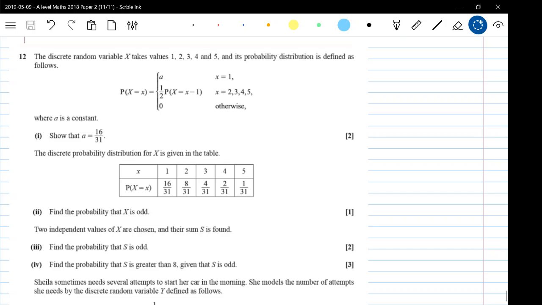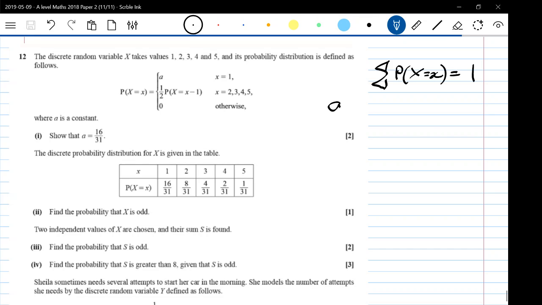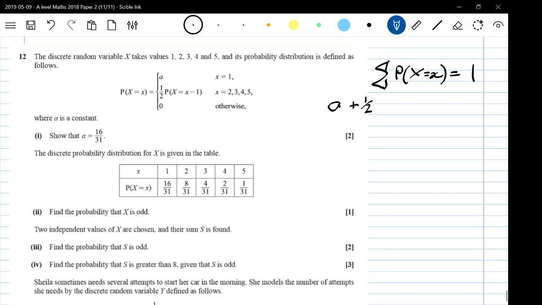Well, the thing that we know here is that the sum of all the probabilities is always going to be equal to 1 when you add up all the probabilities. So if we think of the probabilities that we're dealing with in this question, then we're starting with A, and then you've got a half the previous probability each time, haven't you? So A plus a half of A, plus a half of that, plus a half of that. Where are we up to with that? So that was 1, 2, 3, 4, plus a half of that, 5. That's all got to add up to 1.